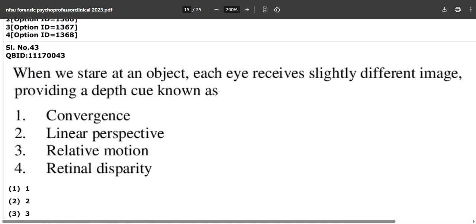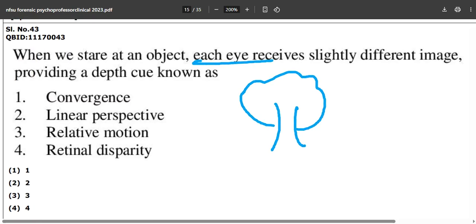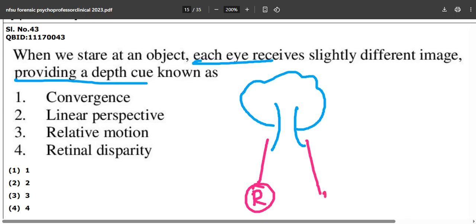Now moving forward to the next one, because when we stare at an object, you are staring at this beautiful blue tree, each eye receives a slightly different image, providing a depth cue. Your right eye and left eye perceive slightly different images, not that different but slightly different. Why is this happening?